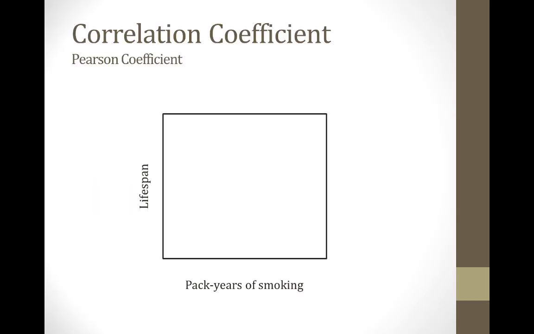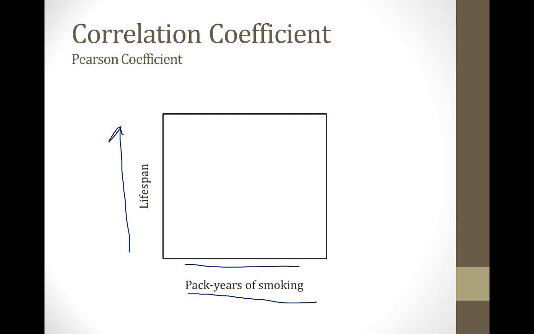Let's imagine you had a data set with a number of patients and you knew how many pack years each patient had smoked. And pack years is the number of packs per day times the number of years someone had smoked. And let's suppose you plotted the pack years of smoking along the x-axis and the number of years each person lived on the y-axis.